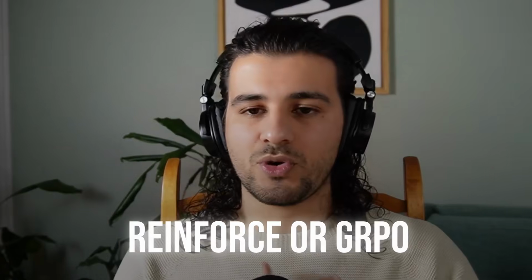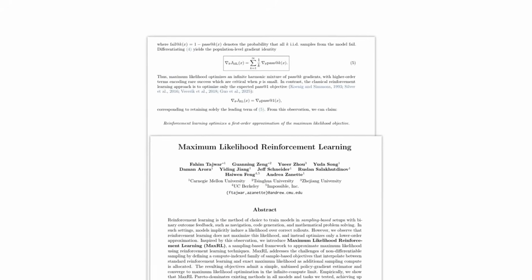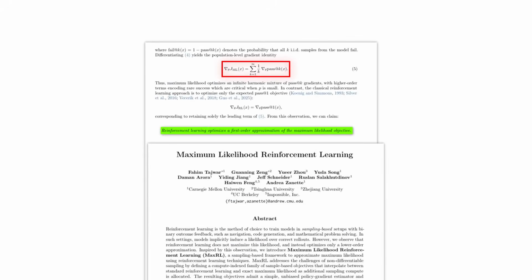The core insight is that when we train the model with RL on binary correctness reward, we're implicitly defining a likelihood over correct outputs. But standard RL algorithms like REINFORCE or GRPO only optimize the expected pass rate. This, as we're going to see, is just a first order approximation of the maximum likelihood objective. And that distinction matters a lot for efficiency and performance.